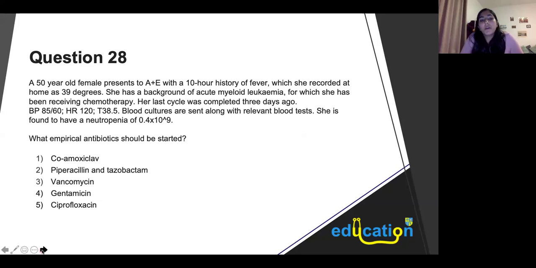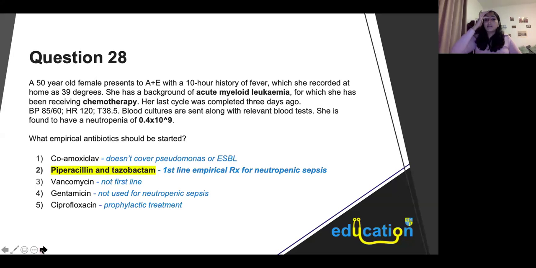A 50-year-old female presents to A&E with a 10-hour history of fever, which she reported at home as 39 degrees. She has a background of AML, for which she has been receiving chemo. Her last cycle completed 3 days ago. Blood pressure is low, heart rate's high, she's febrile, blood cultures are sent, she is found to have a neutropenia. So what antibiotics? And I think everyone's really on it, so I can move on.